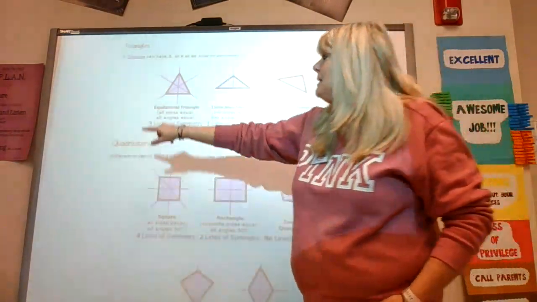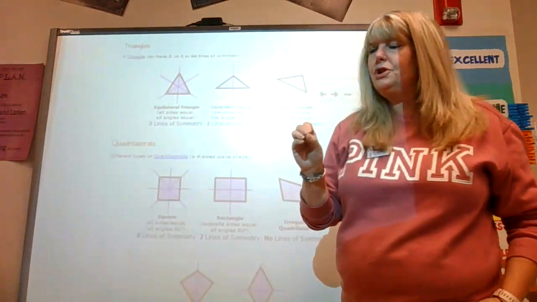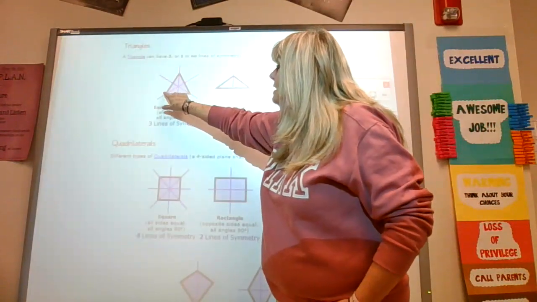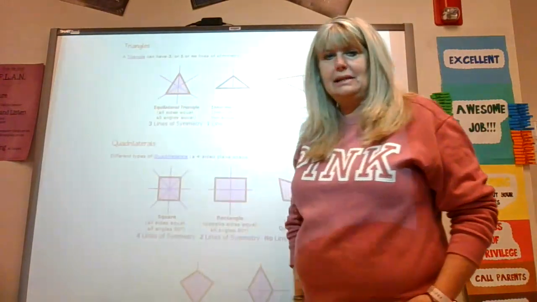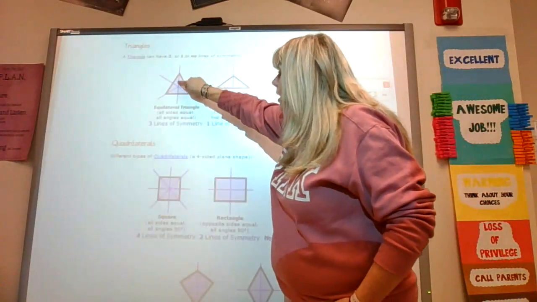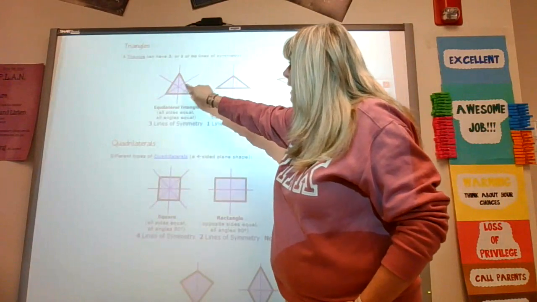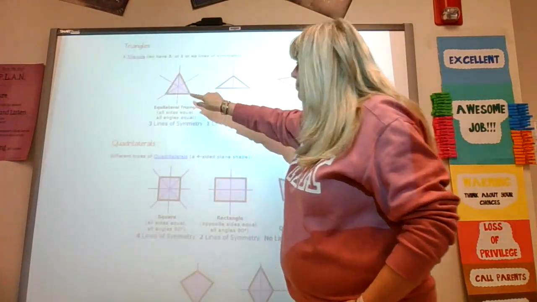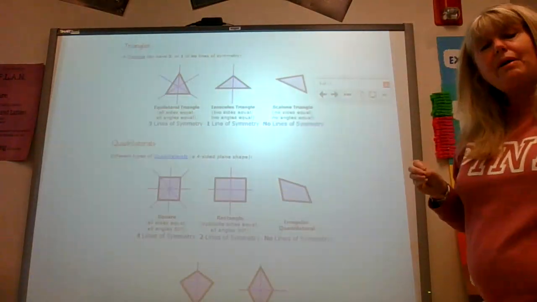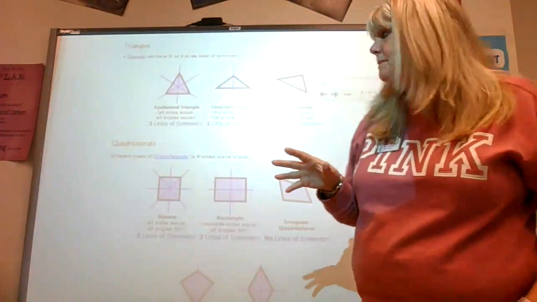Now, a line means it goes all the way through. I want to make sure you understand that. It's not just to each point, so you don't have 6 lines of symmetry here. The line goes all the way through the object, and that's a line. So here's 1 line, 2 lines, and 3 lines. So an equilateral triangle has 3 lines of symmetry.